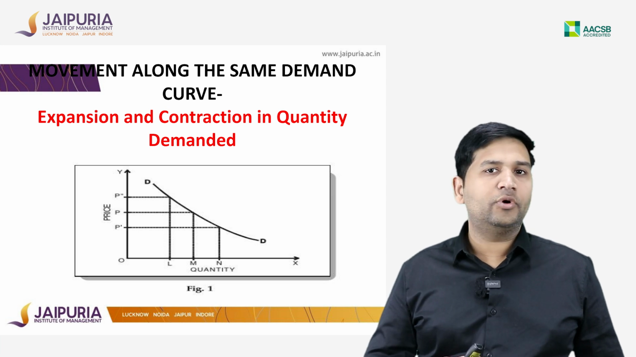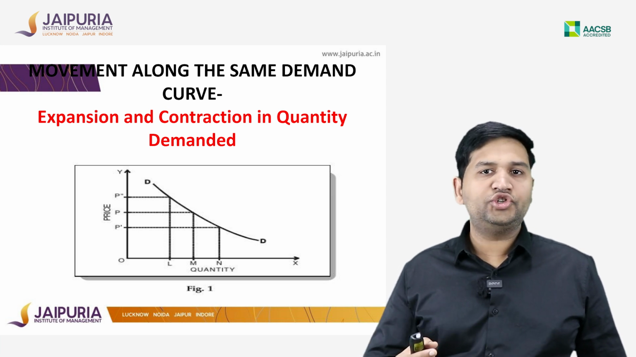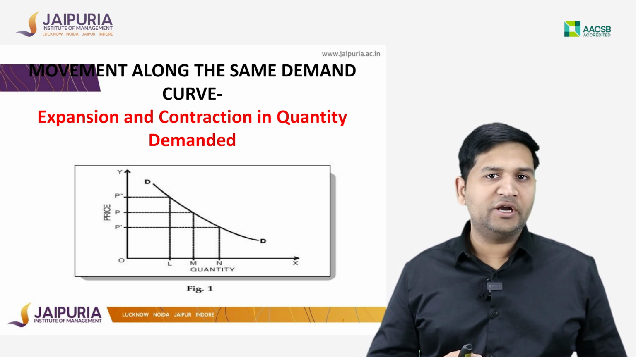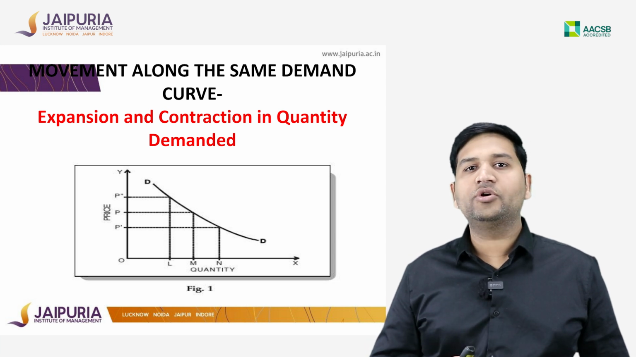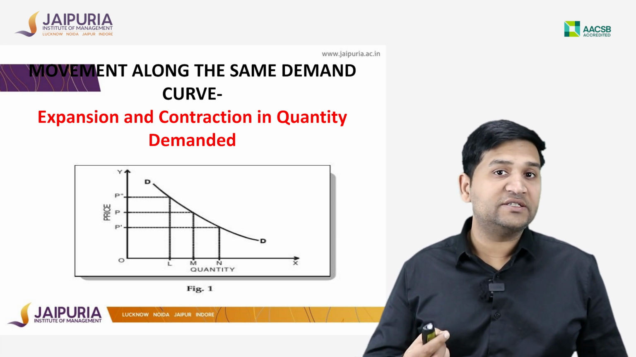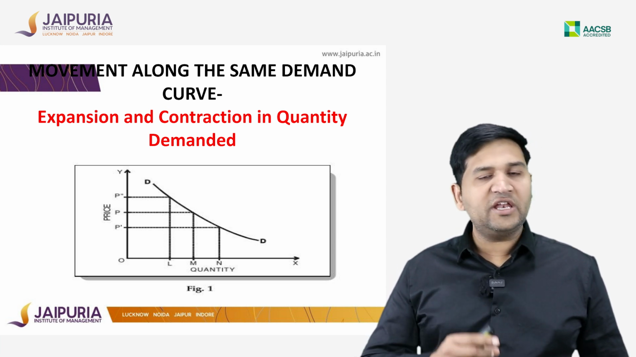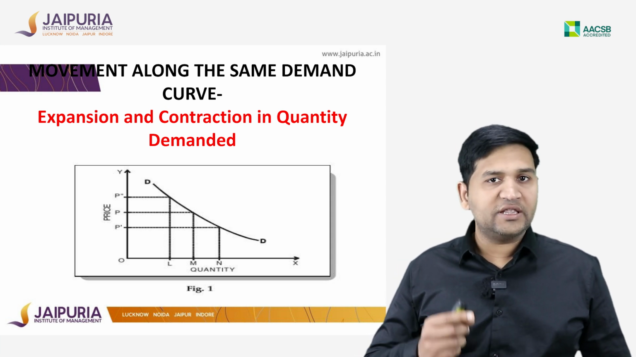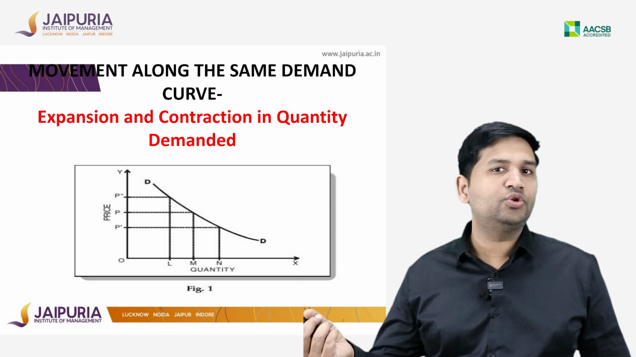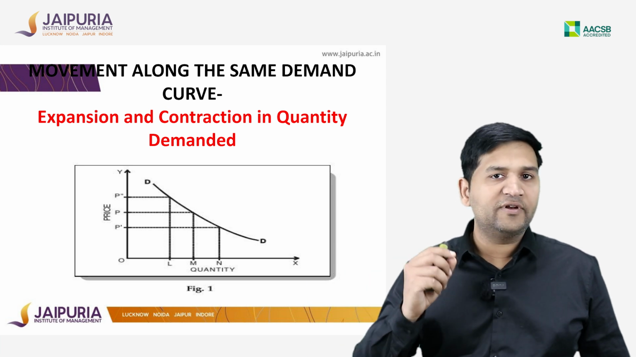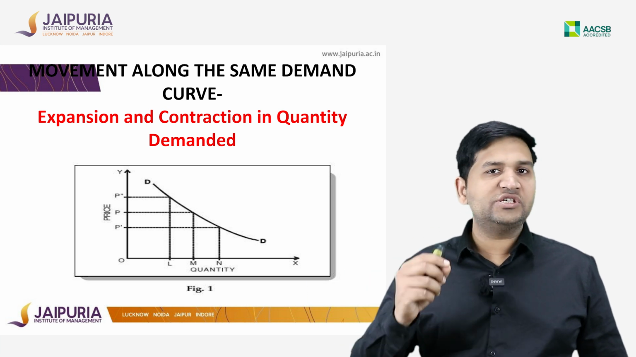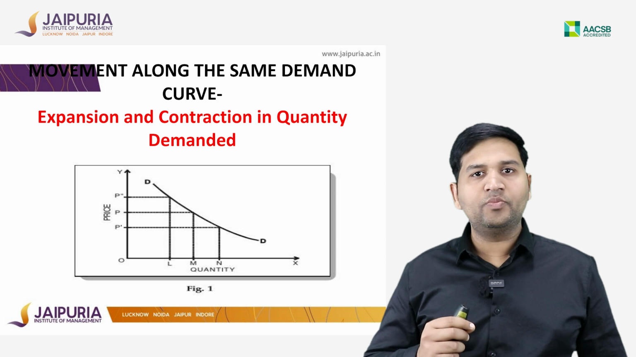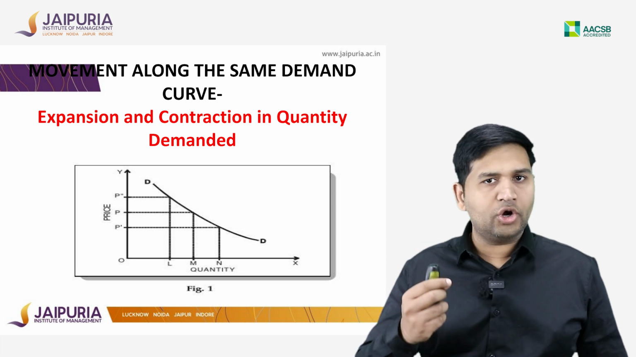Do remember one important point, that expansion and contraction in demand is possible only because of increase and decrease in prices. If any other factor changes, let's say if consumers' income changes, then the demand curve will shift either to right or to left. But if there are changes in price, then the consumer will move either upward or downward.